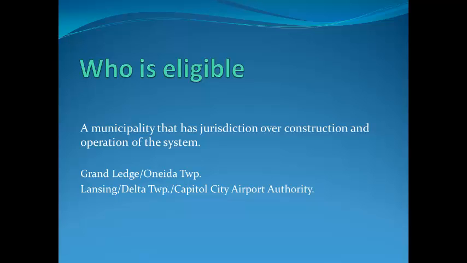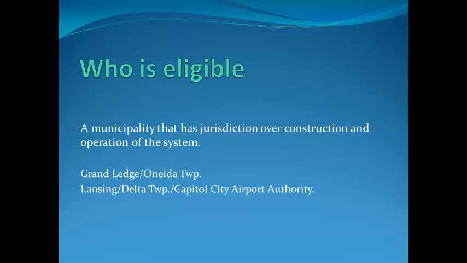Capital City Airport has a stormwater system, and so they can come into our program for a SAW stormwater asset management plan. Delta Township, because they've got a collection system, they can come in for an asset management plan for their collection system. And Lansing, because they've got a collection system and they've got a wastewater treatment system, can come in for a SAW asset management plan for those components.